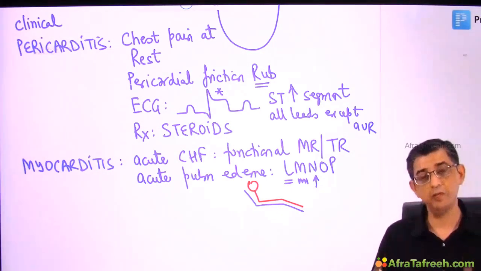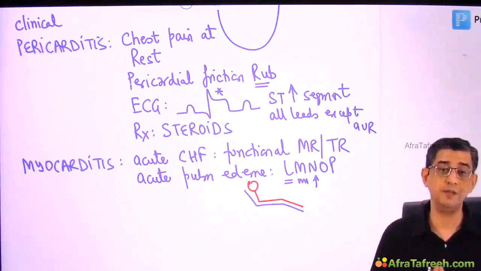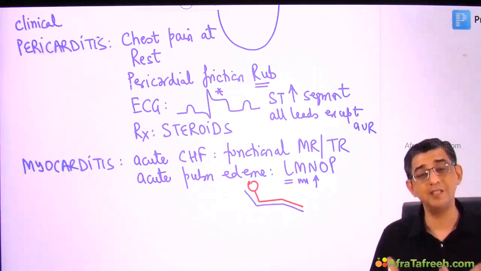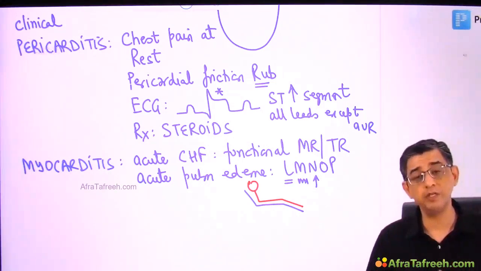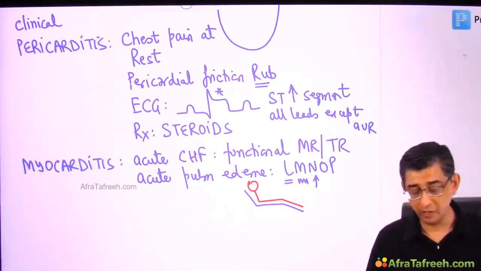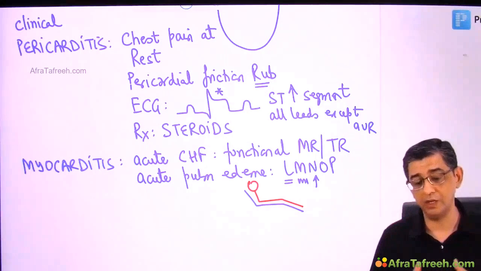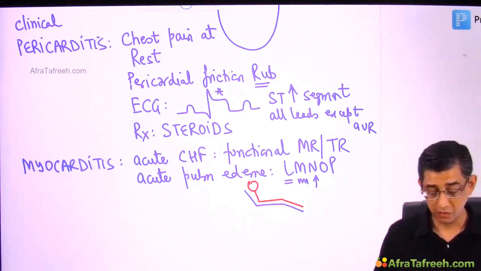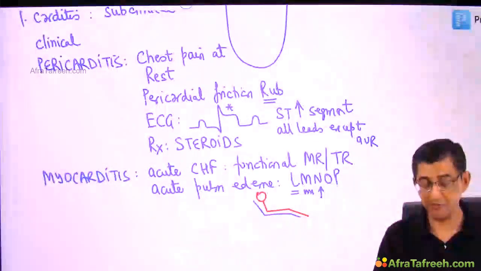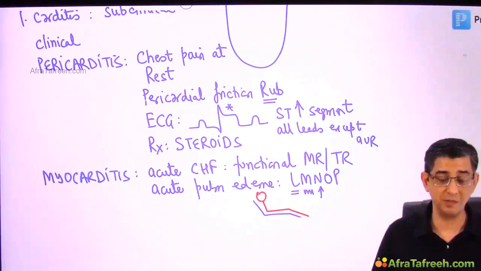In aVR, the P wave, the first wave of the ECG, and the last wave of the ECG are upside down. It is negative, so you will get an ST depression, that is a mirror image. Myocarditis can also have non-specific ST segment elevation or even non-specific ST segment changes. So I'm not commenting on the ECG finding per se because it is non-specific.